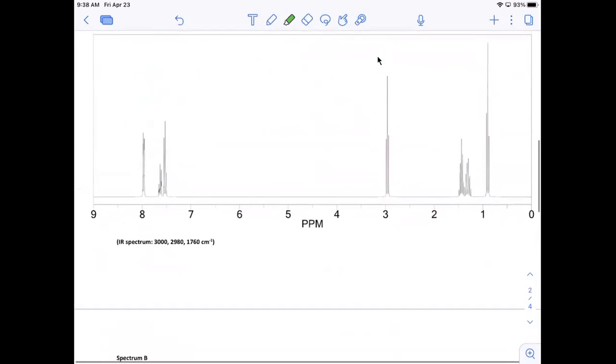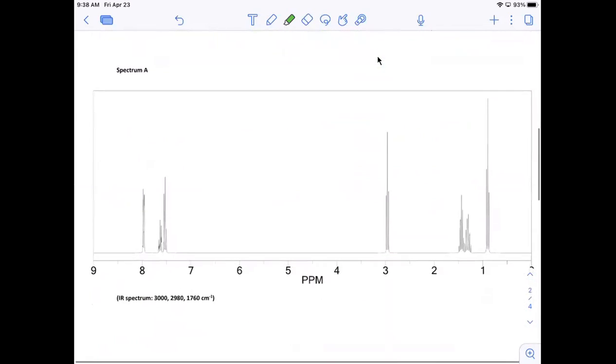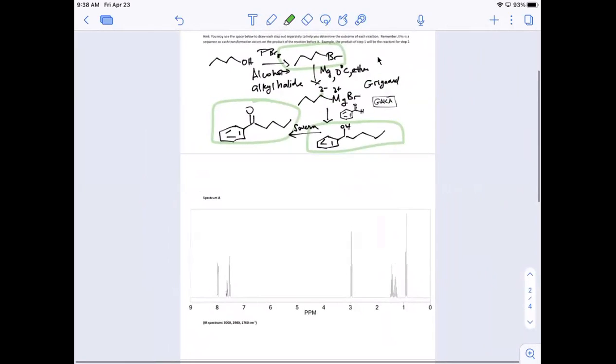We're going to try to match up this one, and this one, and this one. All right. So right away, for spectrum A, what can we rule out, based on the presence of these protons right here? What type of protons show up in that region between 7 and 8?